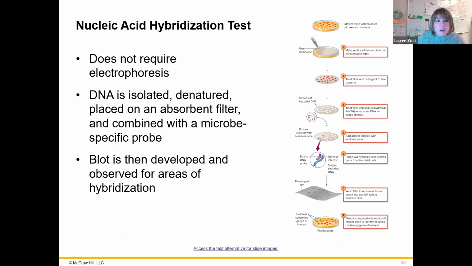So this doesn't require electrophoresis. It doesn't require amplifying that sequence either. This just sees if the gene is there. And this is nucleic acid hybridization.